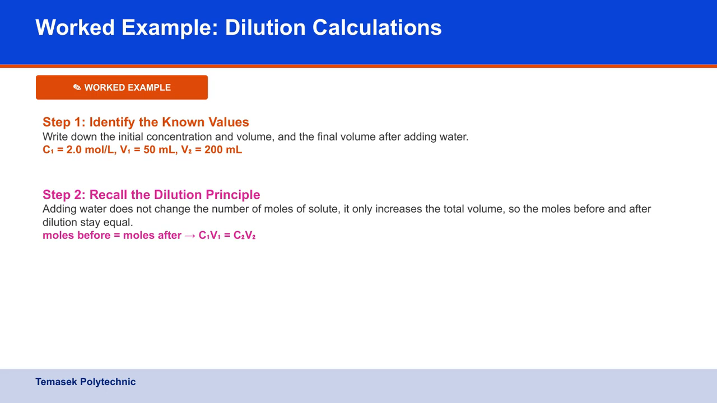Rearranging for C2, we get C2 equals C1 times V1 divided by V2, which gives us 2.0 multiplied by 50 divided by 200 equaling 0.5 moles per liter. The solution is now 4 times more dilute, which makes physical sense since the volume increased 4 times.